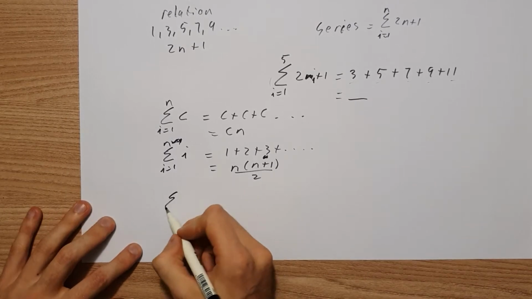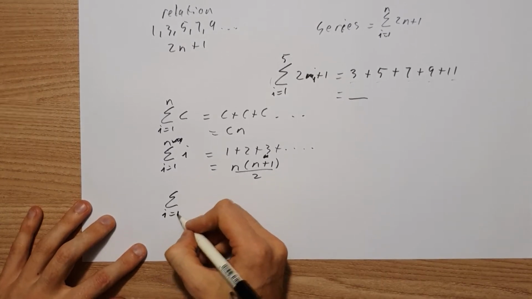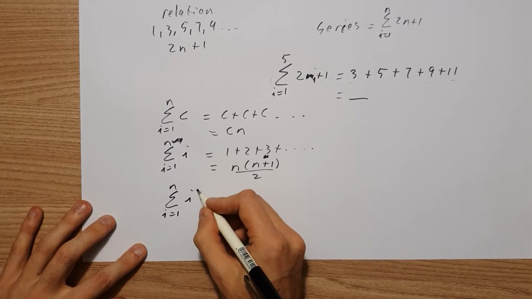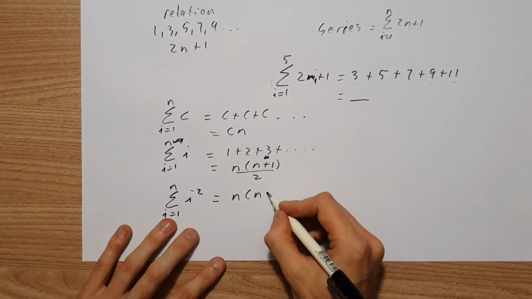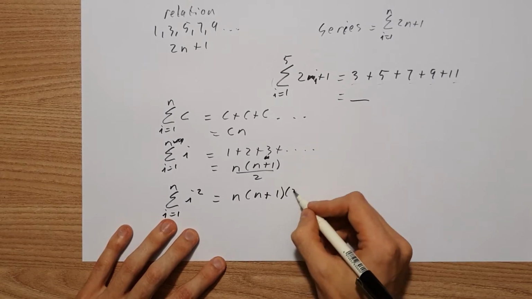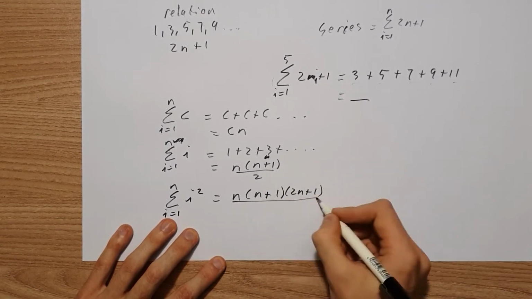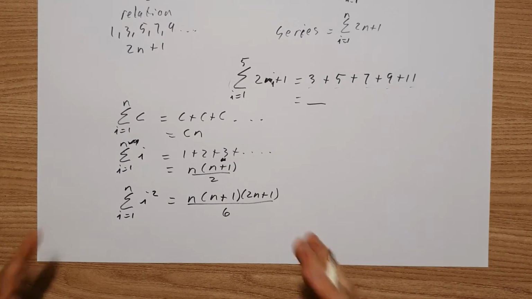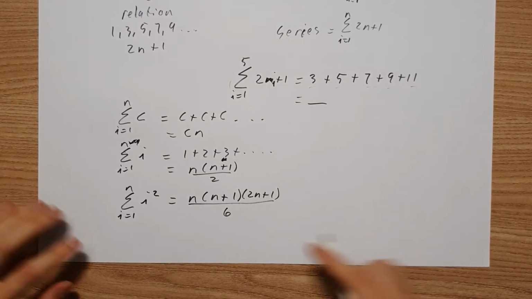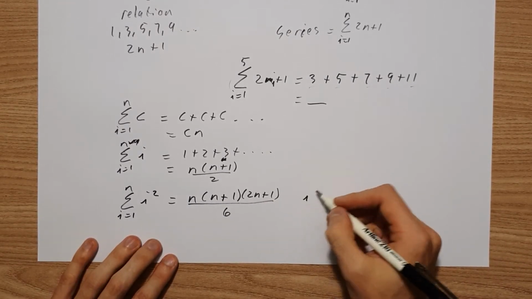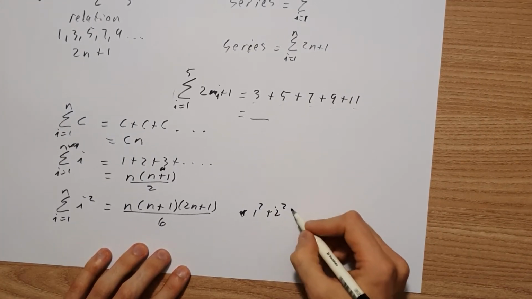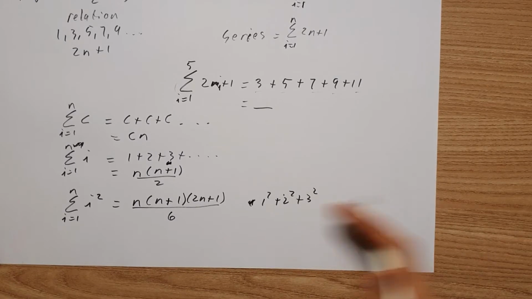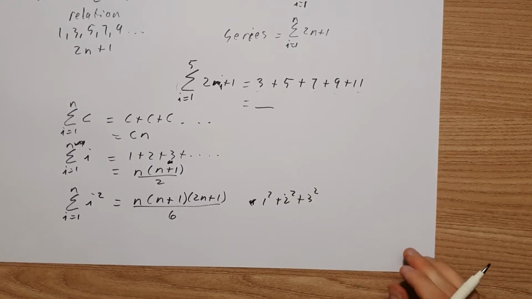And the last one, which you might need to know, equals this one. If I have i squared, the sum is then going to be n times n plus 1 and then 2n plus 1 all over 6. Okay, so those are the basic ones that you need to know. So this is just i squared, which means we'll have 1 squared plus 2 squared plus 3 squared and so on and so on. So it's going to get big really quickly.